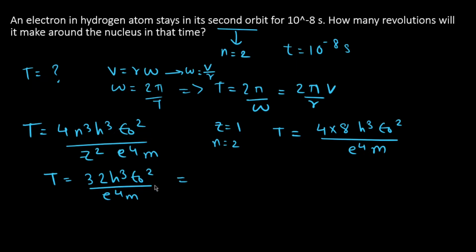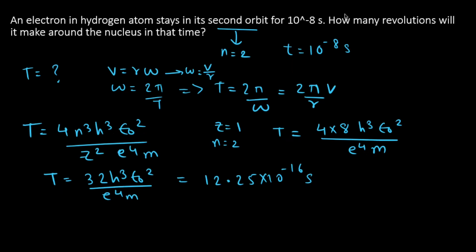Now putting all the constant values, we get the value of time period for the second orbit as 12.25 into 10 raised to minus 16 second. So the time period is for one revolution. So the electron takes 12.25 into 10 raised to minus 16 seconds for making one revolution.